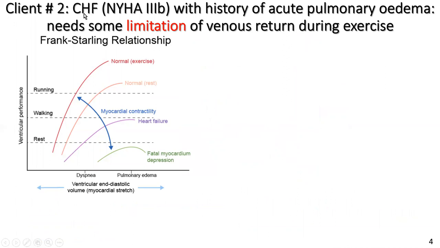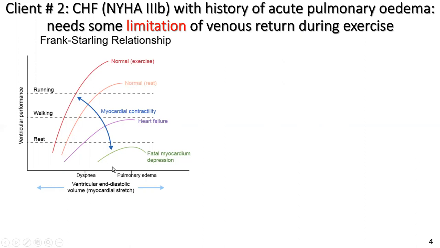And I've just proposed a client with chronic heart failure, New York Heart Association functional class 3B, which is pretty significant symptoms, even at mild exercise. And this client has a history of acute pulmonary edema. And so we need some limitation on venous return during exercise for this client. Now, coming to the Frank-Starling relationship, I have produced a video on my YouTube channel on Frank-Starling, and I recommend you go and have a look at that video.